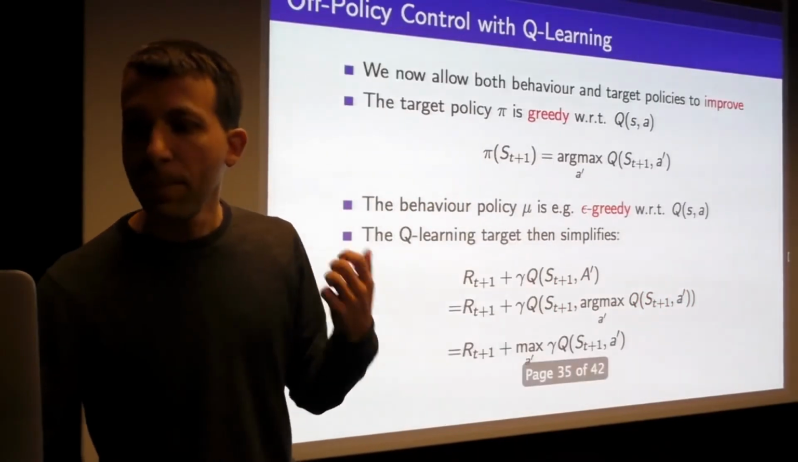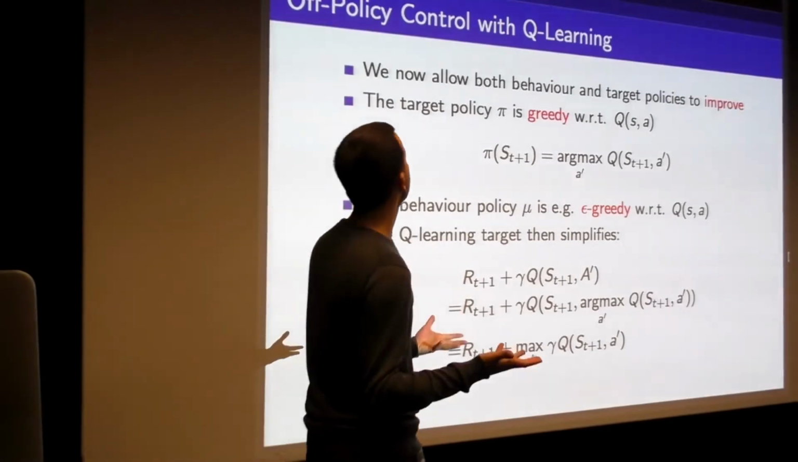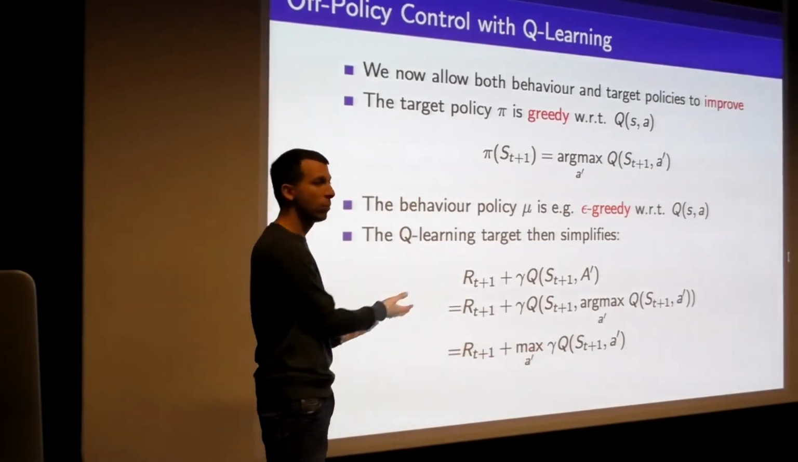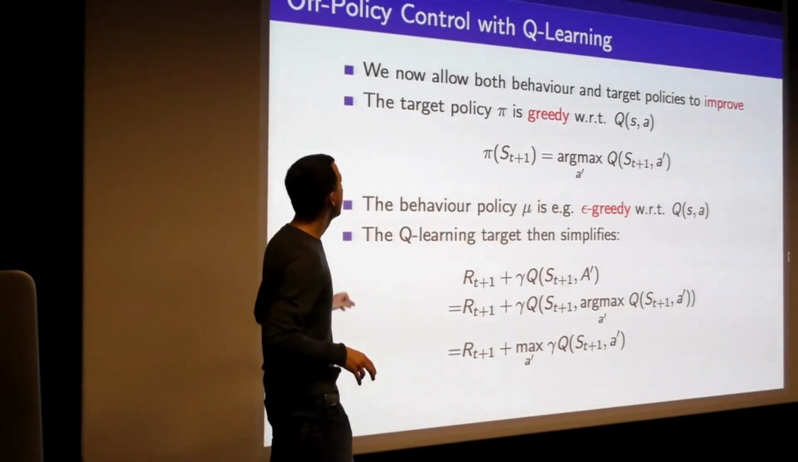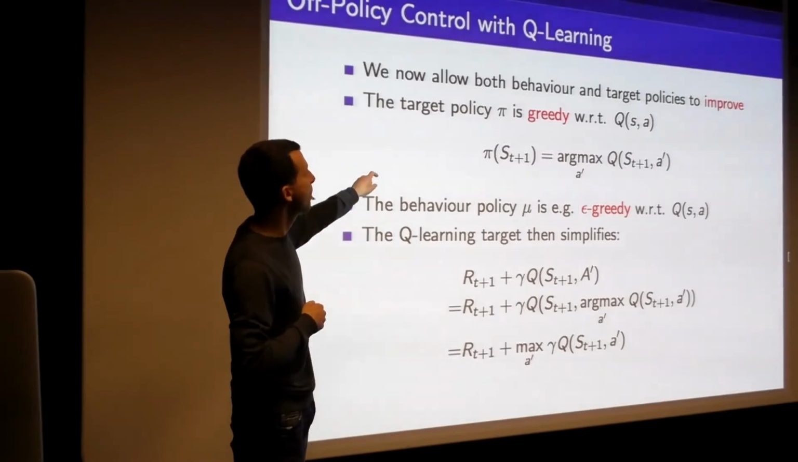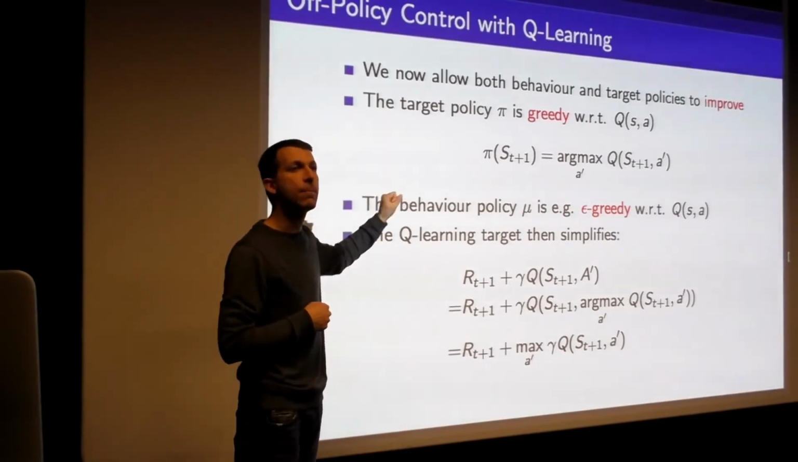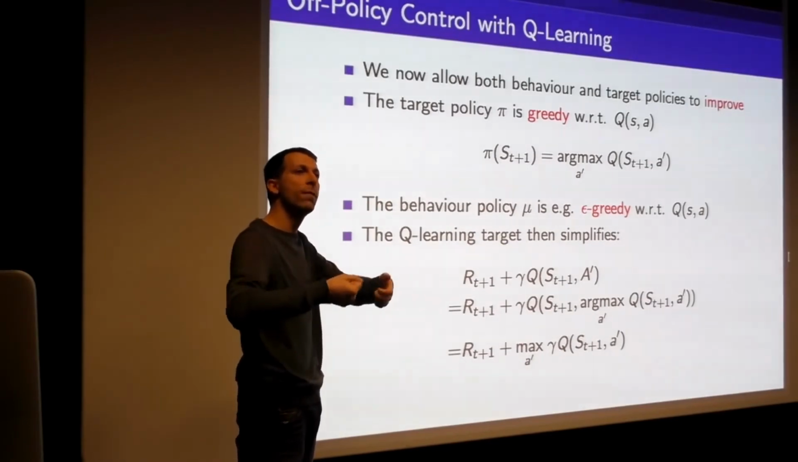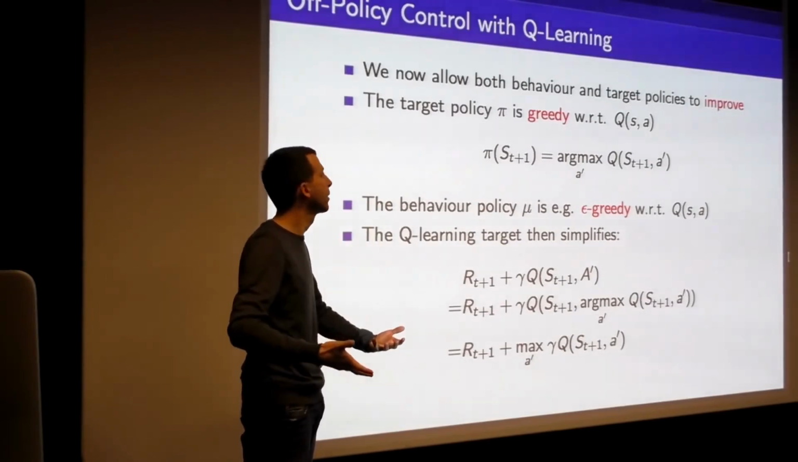Now there's a special case of this, which is the well-known Q-learning algorithm. If you hear about the Q-learning algorithm, essentially it is what we're going to talk about in this slide. It's a special case where the target policy is a greedy policy. So this is the special case where we're trying to learn about greedy behavior while we're following some exploratory behavior.